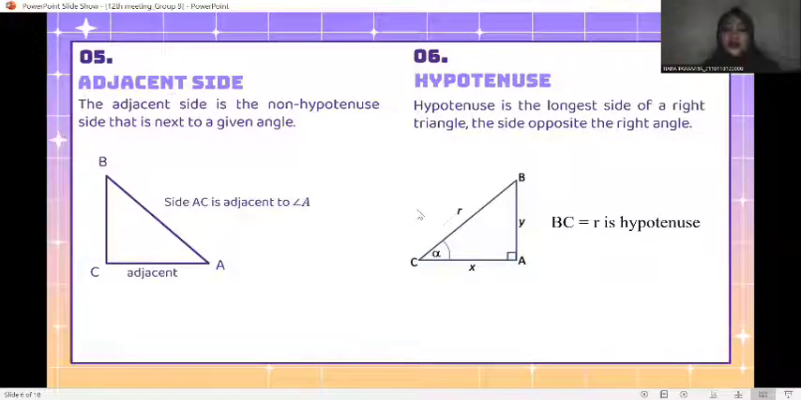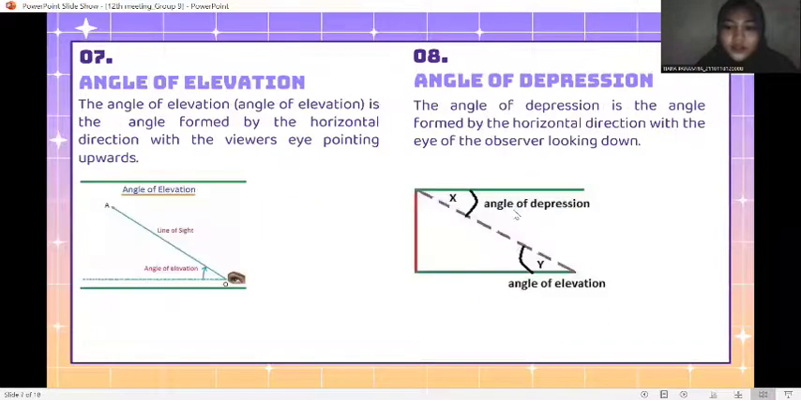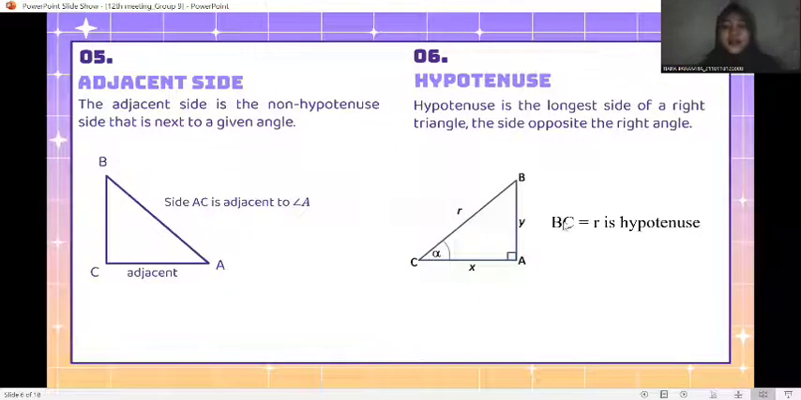Okay. Next, hypotenuse. The hypotenuse is the longest side of a right triangle, the side opposite the right angle. Now, example from the picture here. From triangle ABC, with alpha in here, the hypotenuse is BC. It is not the same as AC, not the same as AB. So from the picture here, we have BC equals r, the hypotenuse.